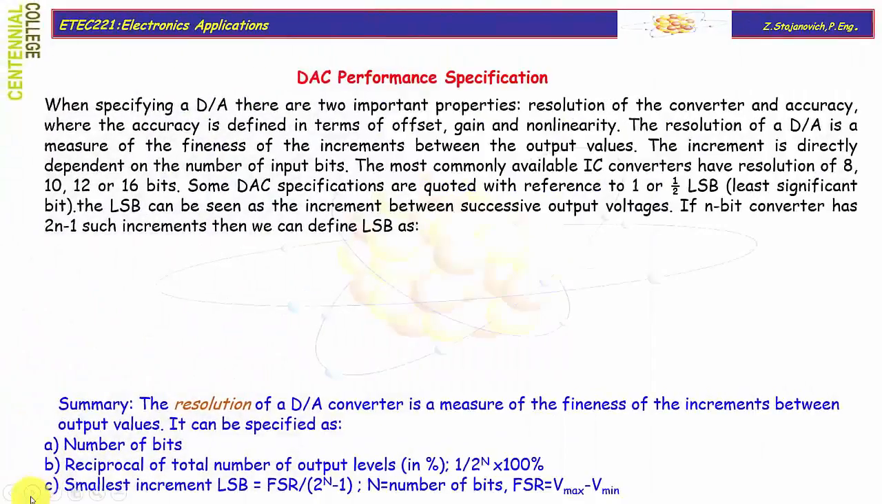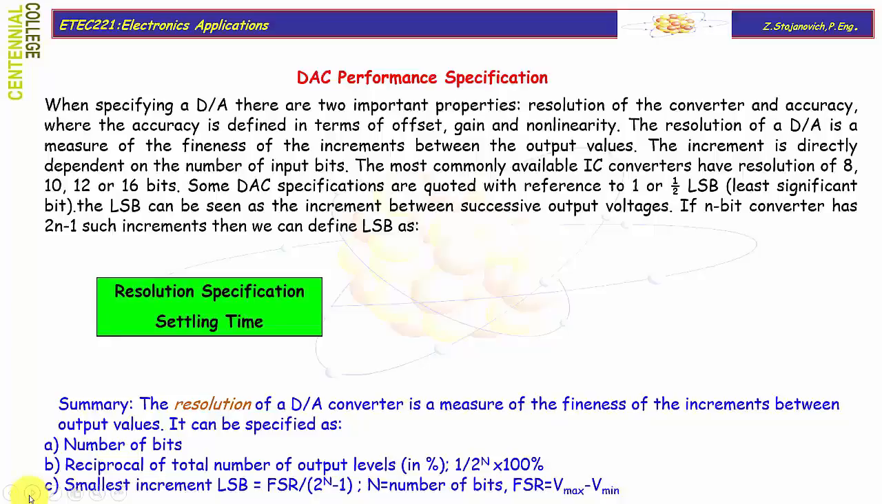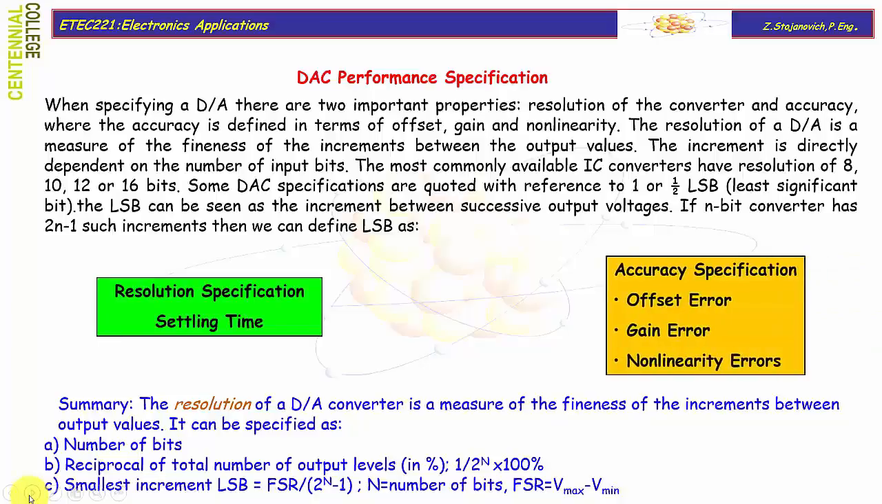Now a few words about digital to analog converter performance specification. When specifying digital to analog converters, there are two important properties: resolution of the converter and accuracy, where the accuracy is defined in terms of offset, gain, and nonlinearity. The resolution of a digital to analog converter is a measure of the fineness of the increments between the output values. The increment is directly dependent on the number of input bits. The most commonly available integrated circuit converters have a resolution of 8, 10, 12, or 16 bits.